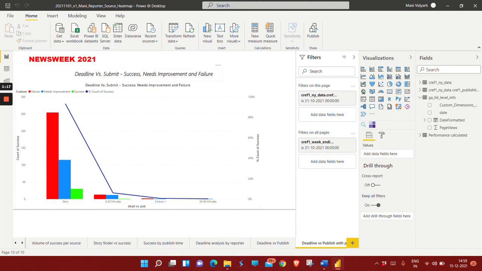This is the deadline versus submit chart, like what is the deadline and what is the submit time of the story, and what is the difference between the deadline and submit time. Like most of the stories were given early, around 10 to 20 stories were given within a 30 minute time gap, and one or two stories were given between or less than 3 hours.